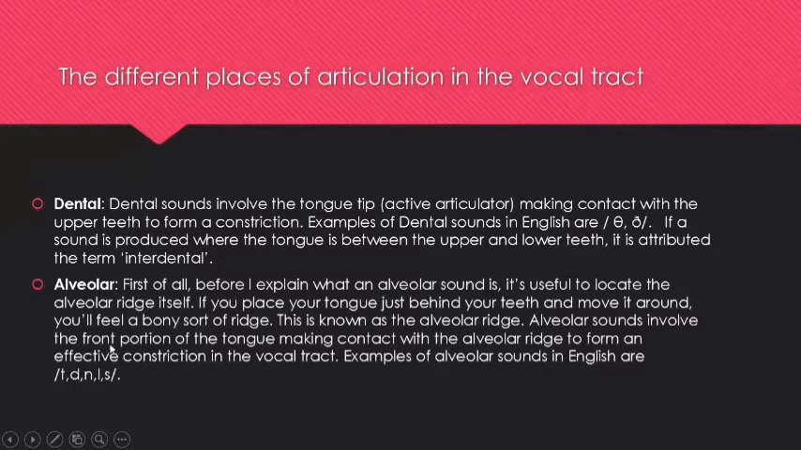Number 4. Alveolar. First of all, before I explain what an alveolar sound is, it is useful to locate the alveolar ridge itself. If you place your tongue just behind your teeth and move it around, you'll feel a bony sort of ridge. This is known as the alveolar ridge. Alveolar sounds involve the front portion of the tongue making contact with the alveolar ridge to form an effective constriction in the vocal tract. Examples of alveolar sounds in English are t, d, l, s.